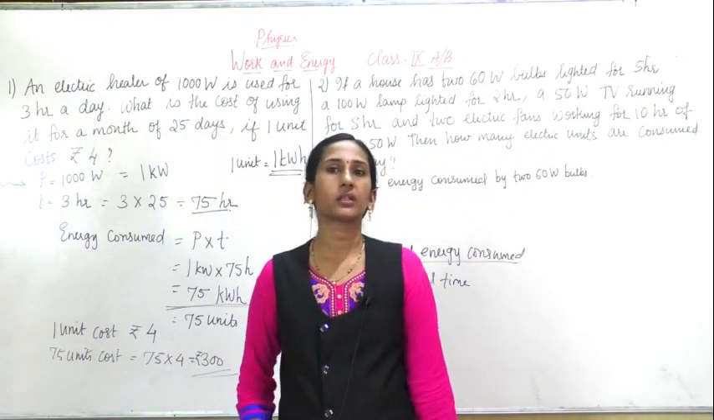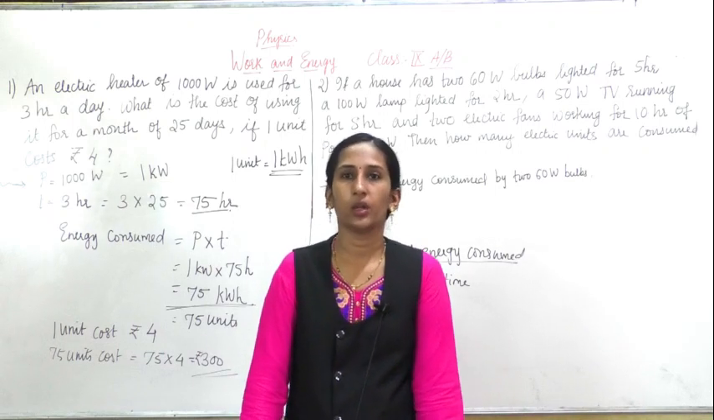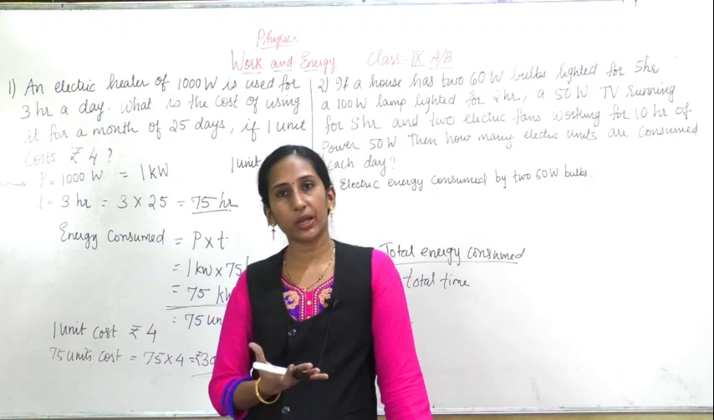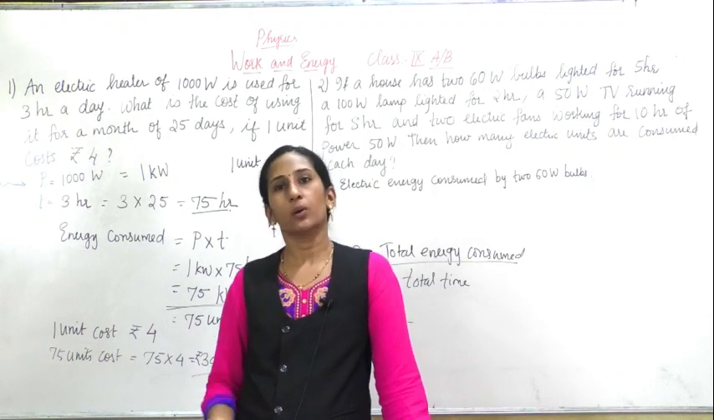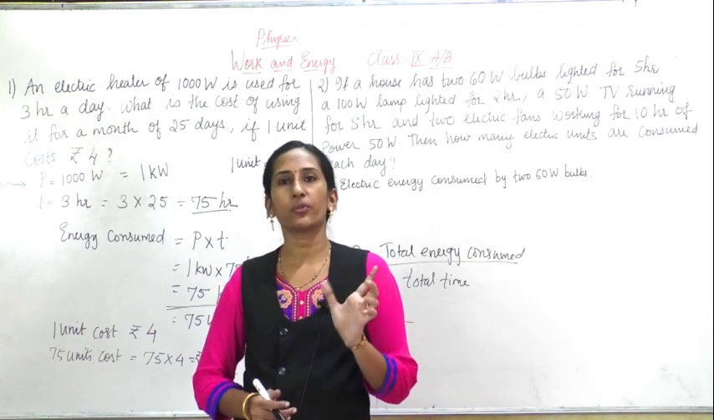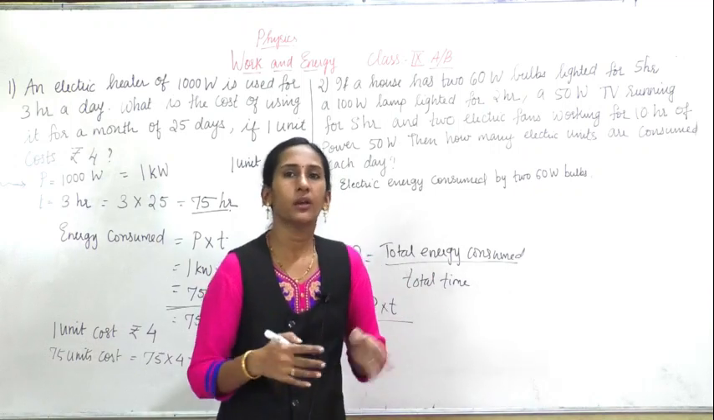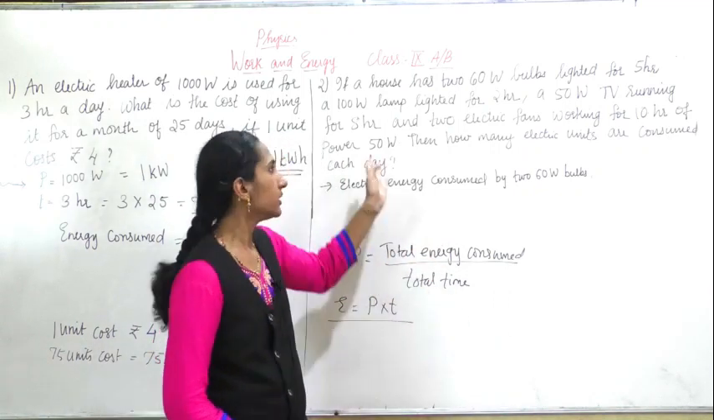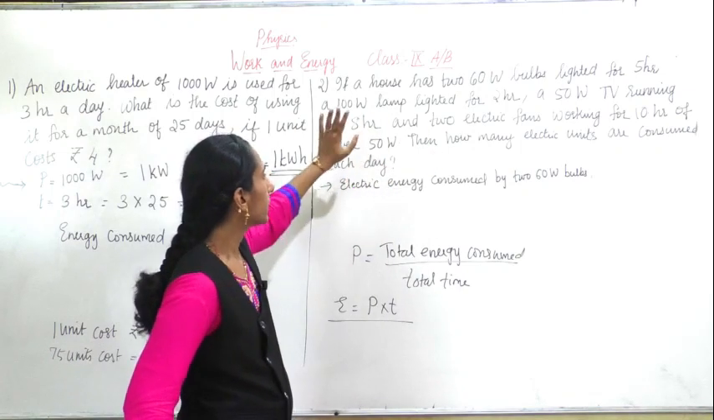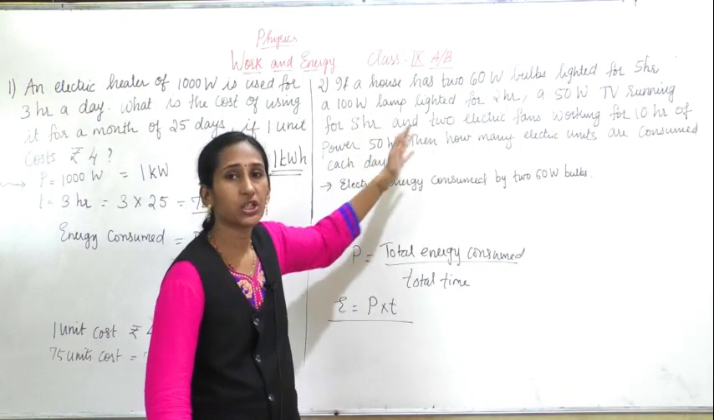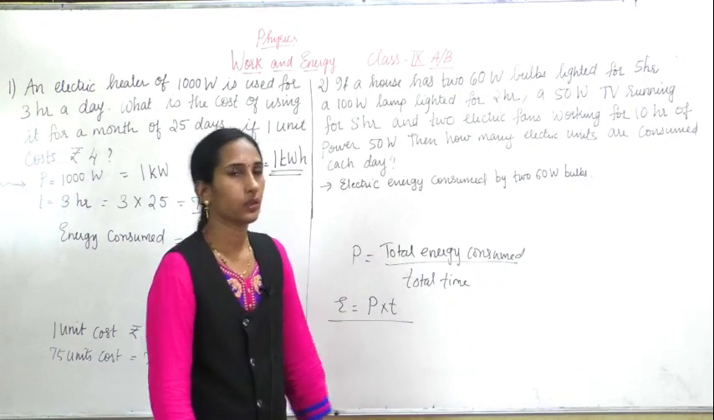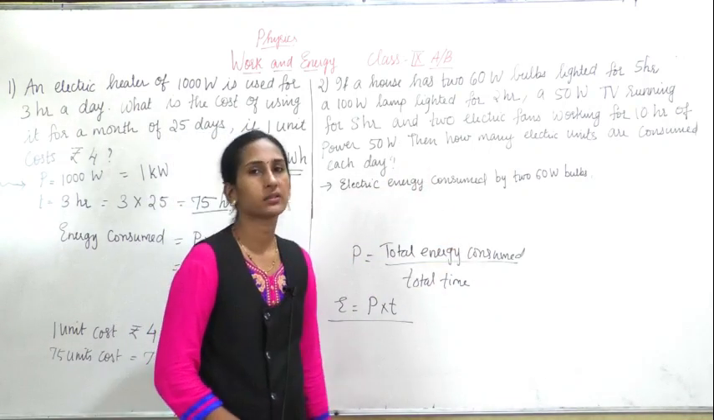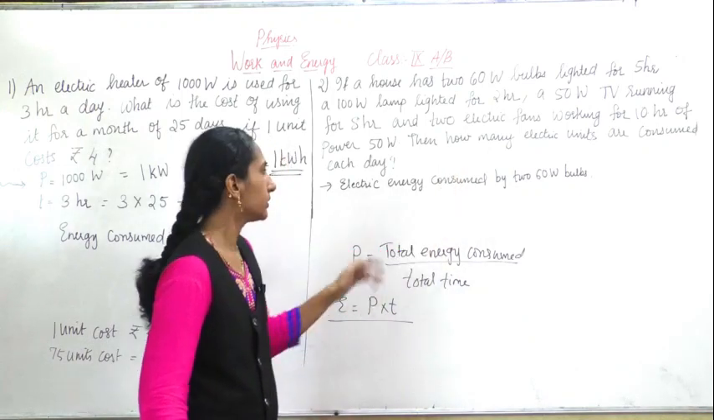This is how our electric light bill comes in our home. If you have seen the light bill, it tells how many units we have consumed. The bill depends on the cost of one unit, multiplied by the number of units you have consumed. Same thing you are going to find here. See, this many things are working each day, and you have to find how many units this house is consuming.